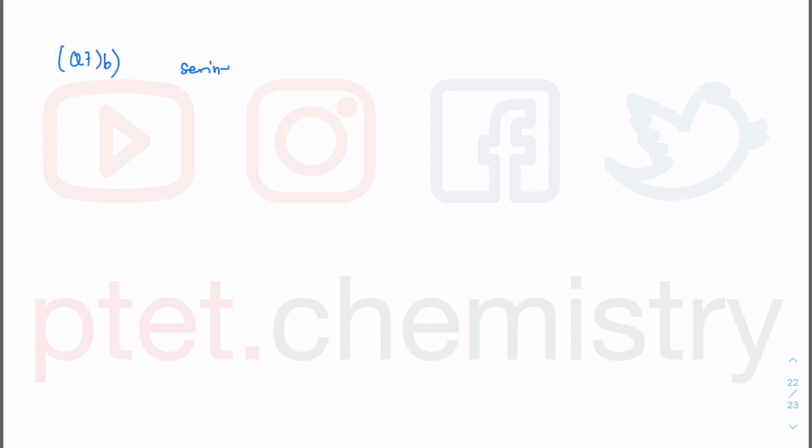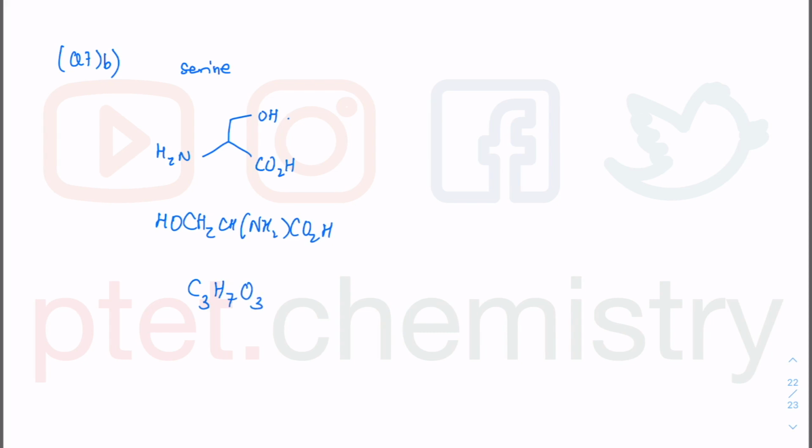So if we have serine, I think it's best if I just draw it in the normal way we draw amino acids: H2N, then CO2H, and then we have CH2OH like that. If you total the number of atoms from the structural formula given, there are 3 carbons, 7 hydrogens, 3 oxygens, and 1 nitrogen.